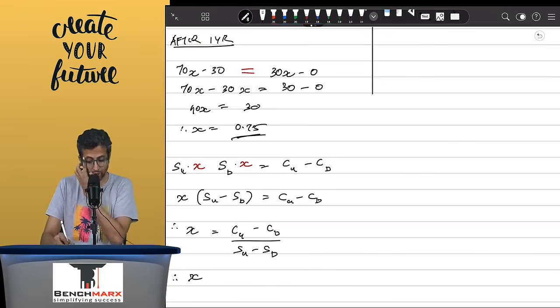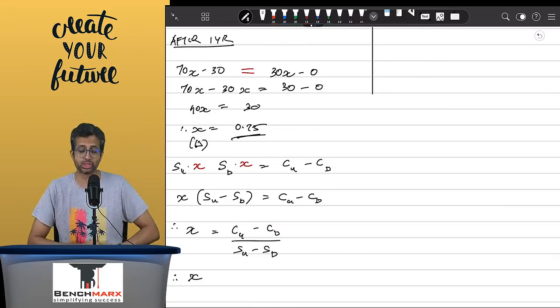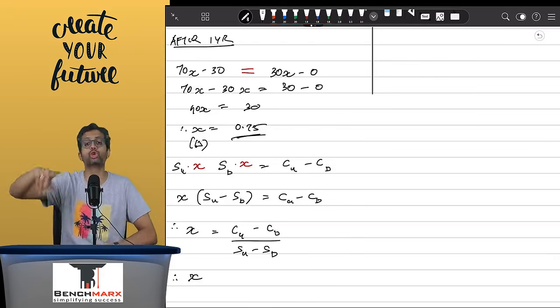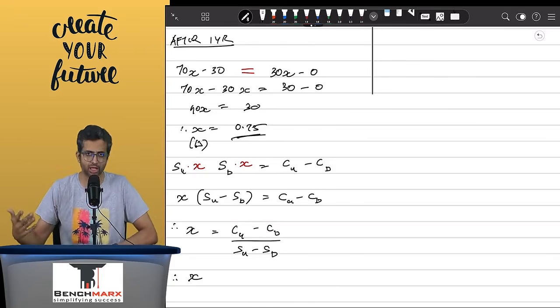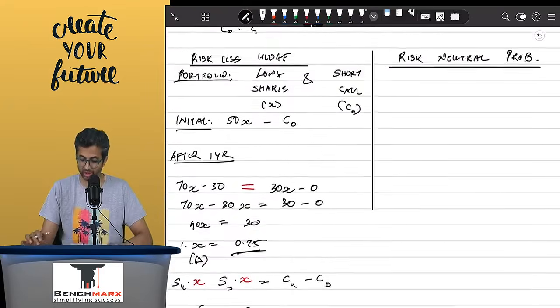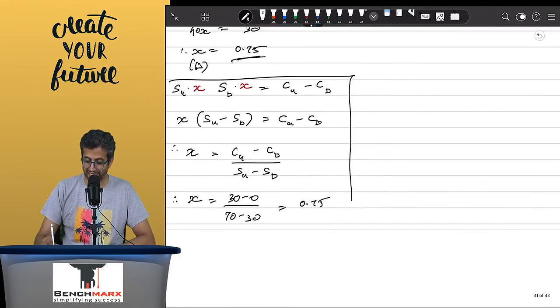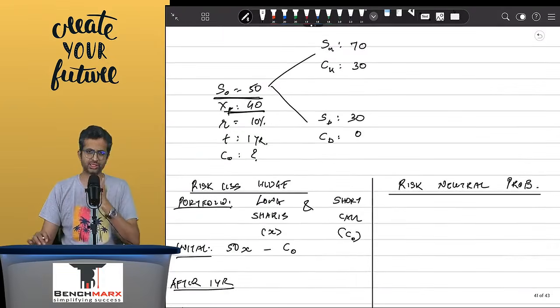This x is sometimes called by the institute as a delta. What does this represent? It represents the number of shares for every call option sold. So for example, if you're selling 100 call options, you should go long 75 shares. That is like the delta. And hence, if I do this working directly, this is CU minus CD. So this probably comes to, if I'm not wrong, 30 minus 0 upon 70 minus 30, which will again come to 0.75, which can be directly calculated. So this is your extra possibility in case you want to exactly do what the institute does in these cases.